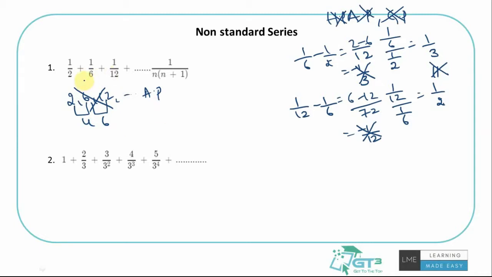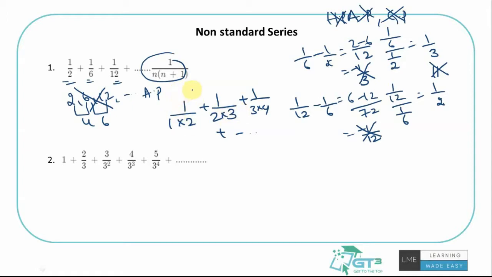So for example, in this question, they've given the nth term as 1 by something into something. For all of these sorts of questions, the immediate logic that you should try is this. What is this series technically? 1 by 1 into 2 plus 1 by 2 into 3 plus 1 by 3 into 4 and so on. 1 by 2, 1 by 6, 1 by 12, and I need to do till 1 by n into n plus 1.